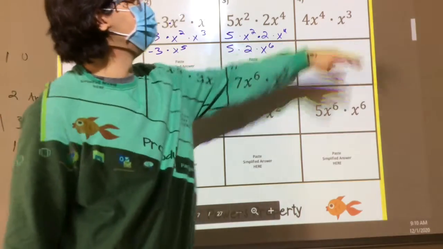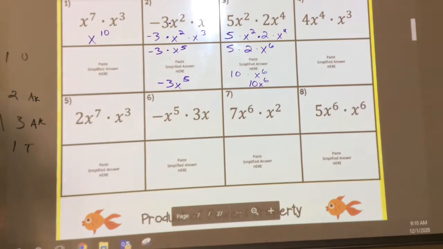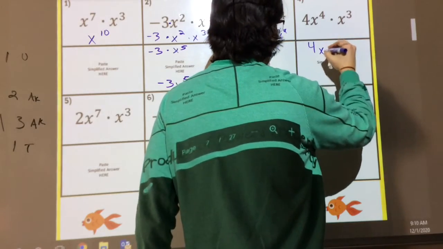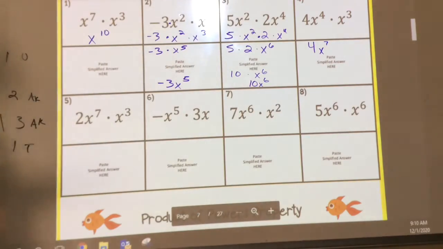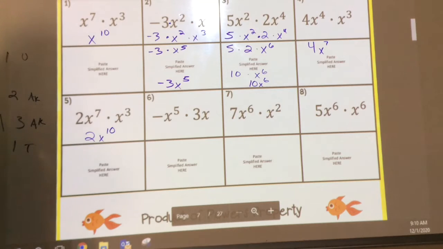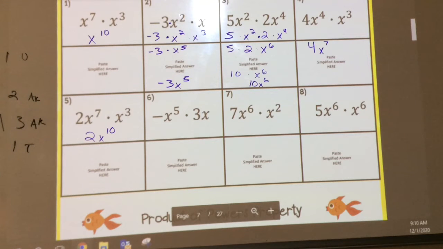Without me breaking this one down, can anybody tell me what you think this answer is going to be, Connor? 4x to the 7th. 4x to the 7th. Okay, now before I move on from that, since I didn't work it out, I don't want to leave anybody behind. Does anybody have any questions on how I was able to come up with that answer? Feel good? Okay. Yeah, we're going to go through all of them. All right. How about 5? What do you think, JT? 2x to the 10th. Are we all okay with that one? All right. Awesome. Now, let's move on to this next one.